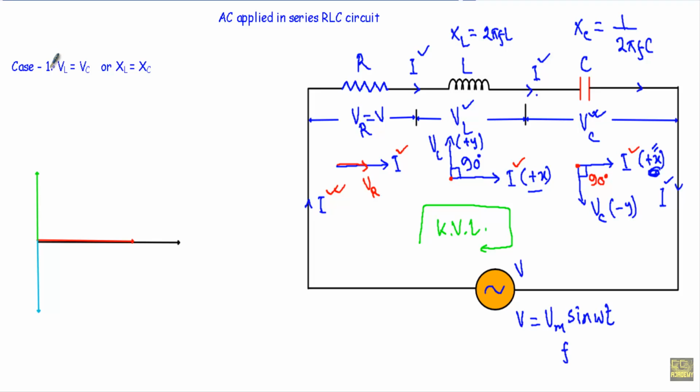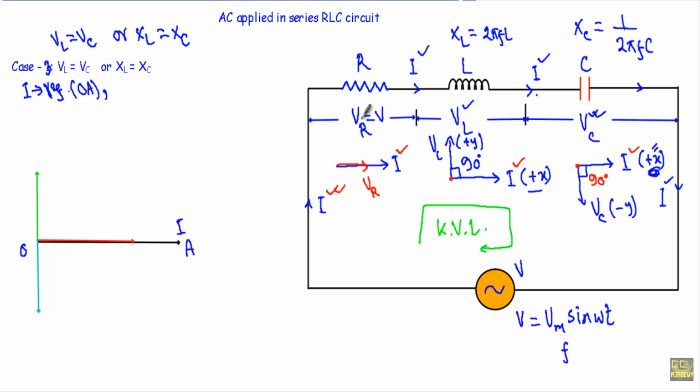Now let me talk about the last case, case 3. When VL, voltage across the inductor, is equal to the voltage across the capacitor, or inductive reactance XL is equal to capacitive reactance XC. Okay, see here in the circuit I will remain same, so I will take I as our phasor reference, and I will denote that with reference phasor OA. Let's say I take this reference phasor OA in the direction of plus X. This is our current phasor I.